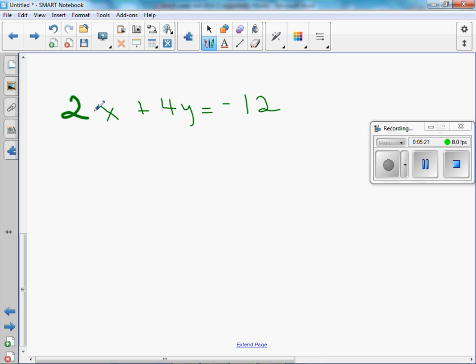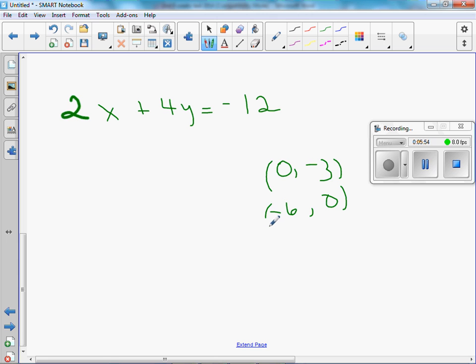So now I'm going to make x 0. So when x is 0, the y, divide both sides by 4, that's negative 3. So when x is 0, I'm going to put it back on my regular pen now. When x is 0, y is negative 3. And I already said when y is 0, x is negative 6. That makes sense? All right.